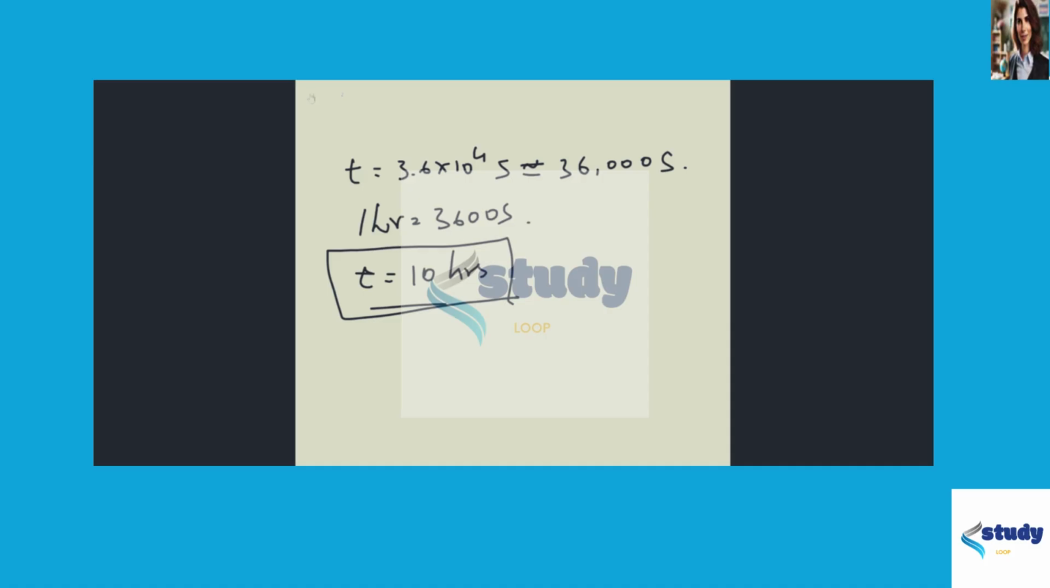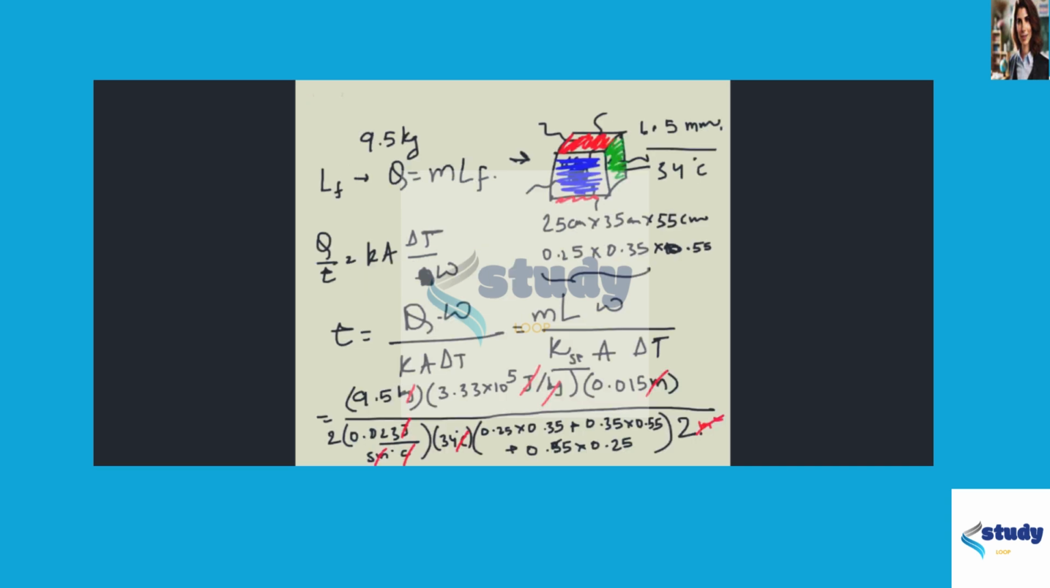Notice that if we cancel our units in our formula, kilogram, joules, degrees Celsius, and meters, there will be a meter squared here. We will be left with seconds. That is why the units here are seconds.